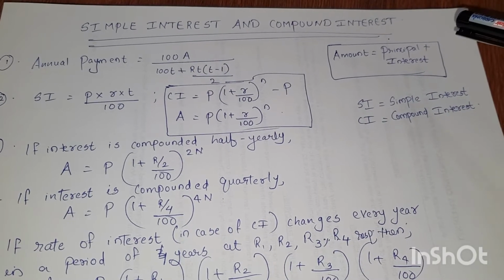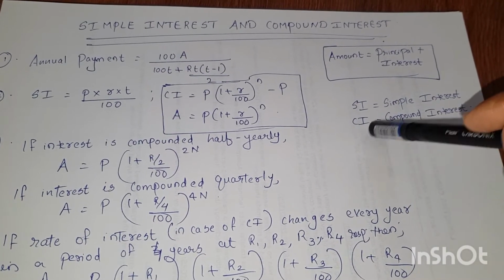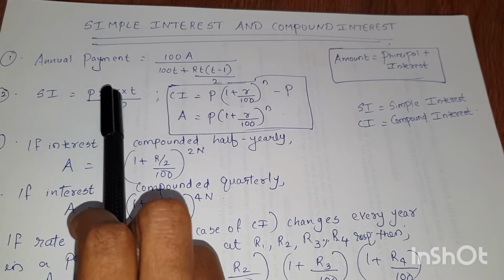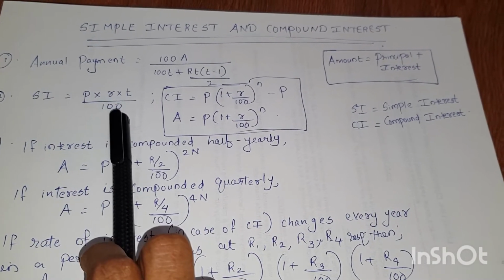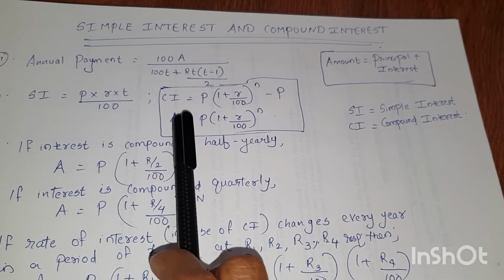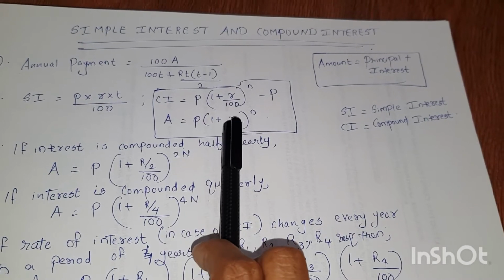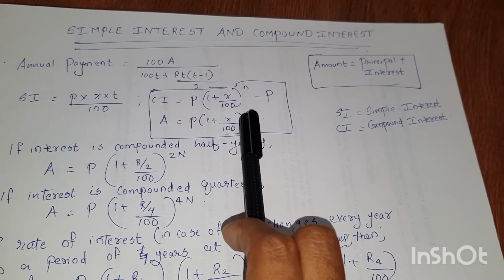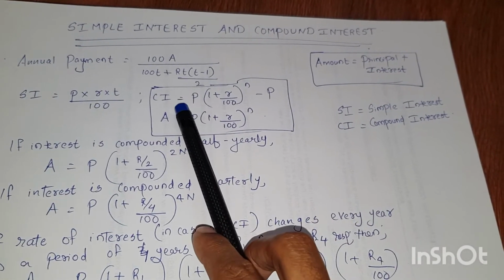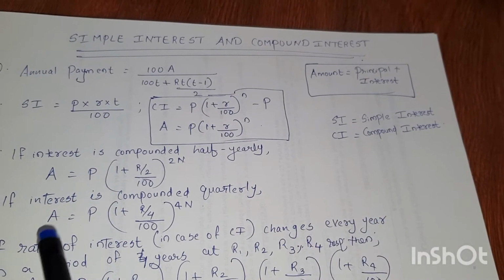In simple interest and compound interest, we know from school that SI means simple interest, CI means compound interest, and the formula to find simple interest is principal into rate of interest into time by 100. For compound interest, we have the formula for amount. To find the amount, the formula is principal into 1 plus rate of interest by 100, the whole raised to n. N stands for number of years, and from that amount we can find compound interest by subtracting principal from the amount we get, right?